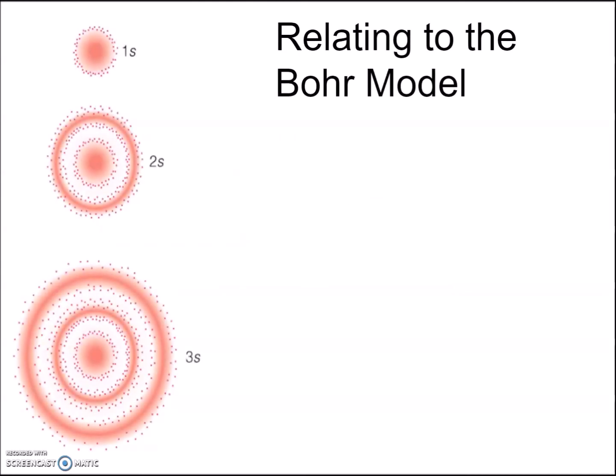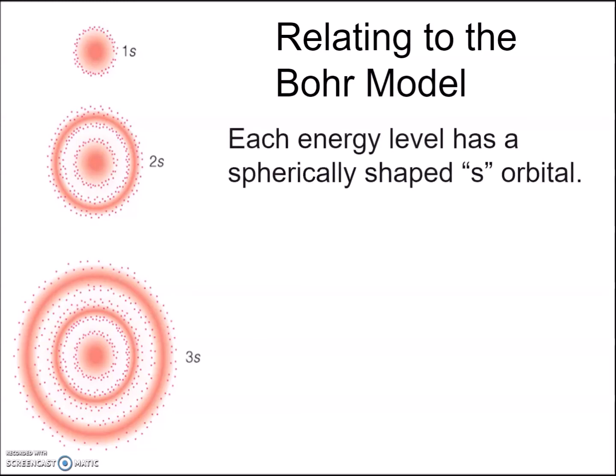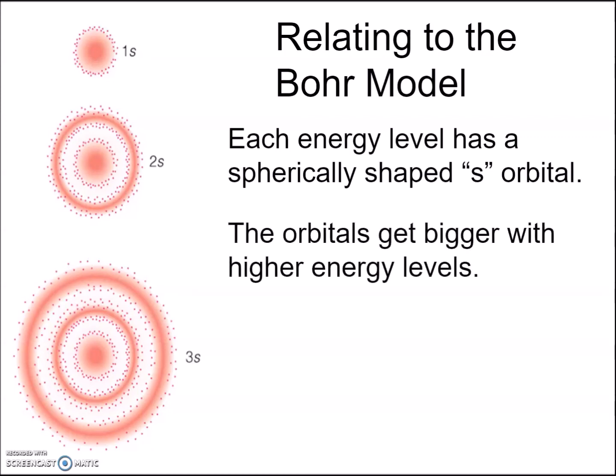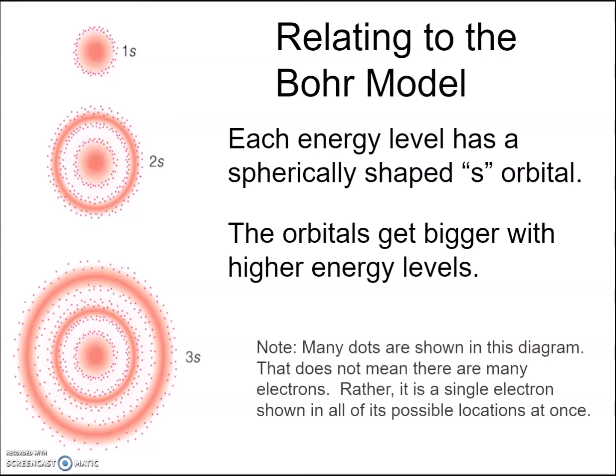Okay, one thing to notice, there still are energy levels. Remember in the Bohr model, we had n equals 1, n equals 2, and n equals 3. Well, every energy level has an orbital, and we're specifically going to talk about the spherical ones at first. Those are called s orbitals. S orbitals get bigger with higher energy levels. And so do the other types of orbitals that we'll take a look at. Every type of orbital gets bigger as it goes to a higher energy level.